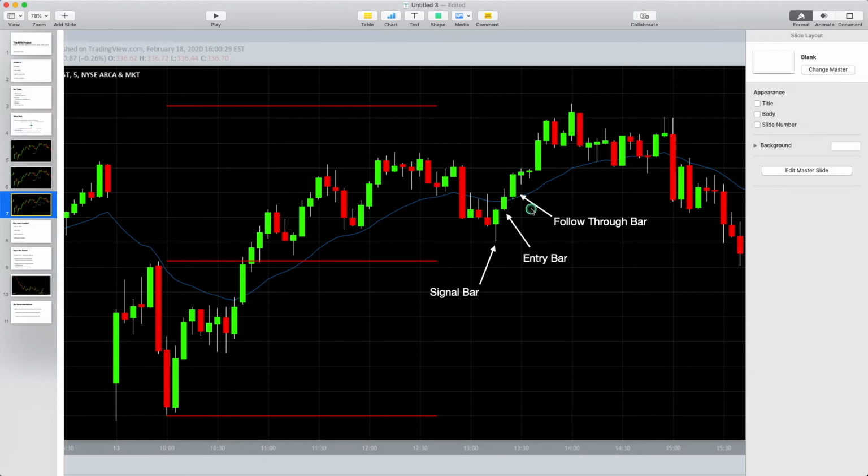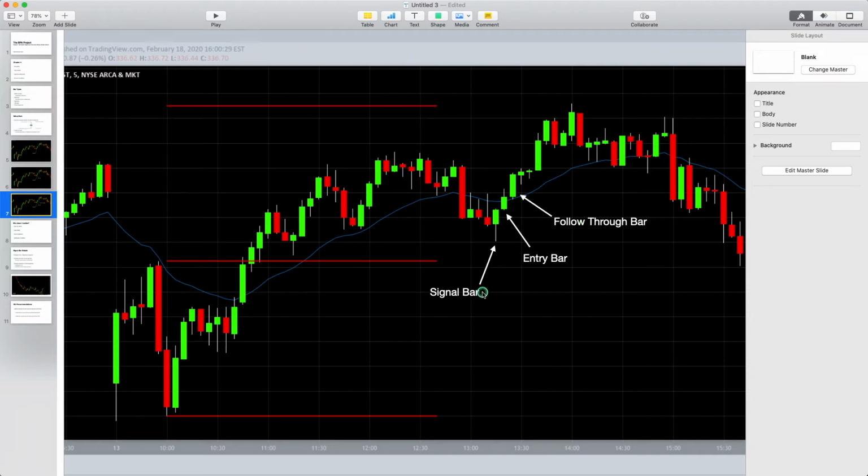And Al mentions in the book that sometimes the follow-through bar won't come directly after the entry bar. Sometimes it'll go sideways for a couple bars first. But as long as you're in the trade, you want to see some kind of follow-through in your direction. So it may not come right away, but typically you'd like to see it come after the entry bar because it shows urgency.